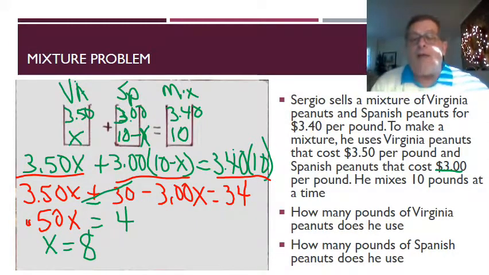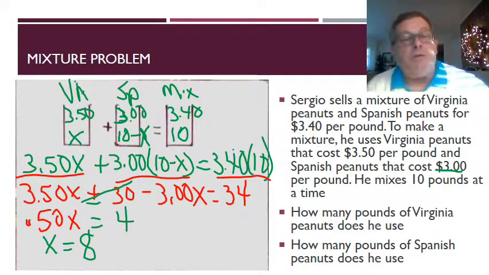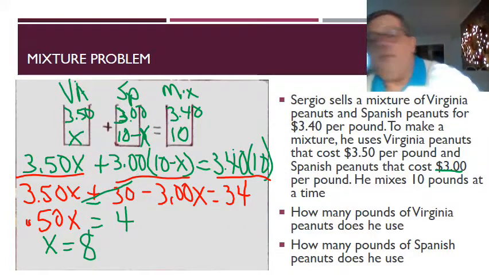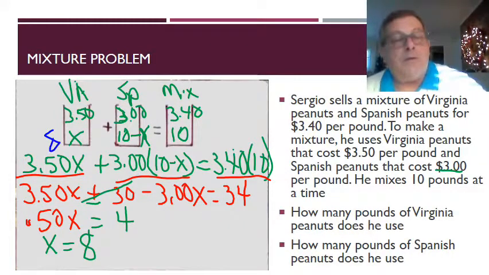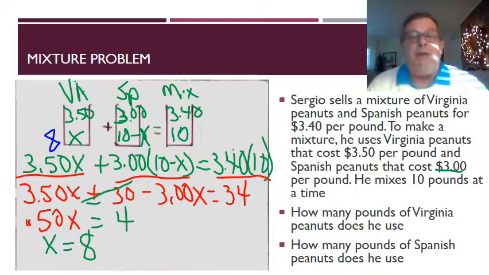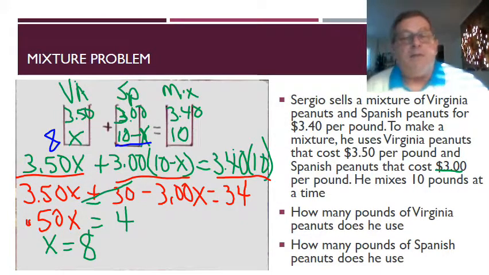So let's go to what it asked me. How many pounds of Virginia peanuts did he use? Well, x equals 8, and so he used 8 pounds of Virginia peanuts. Now the second question, how many pounds of Spanish peanuts does he use? Well, right here I've just got 10 minus x. So to figure out the number of pounds of Spanish peanuts he uses, I just substitute the 8 in for x, and 10 minus 8 is going to equal 2.